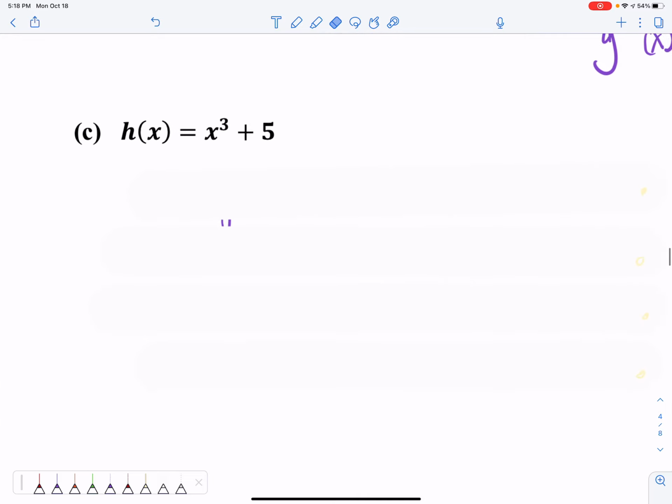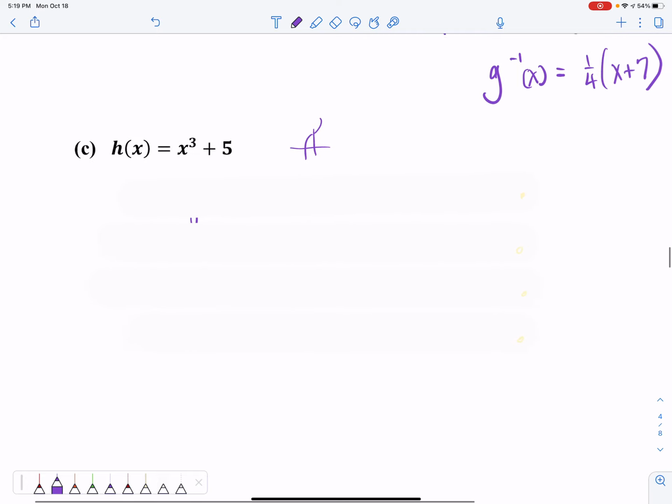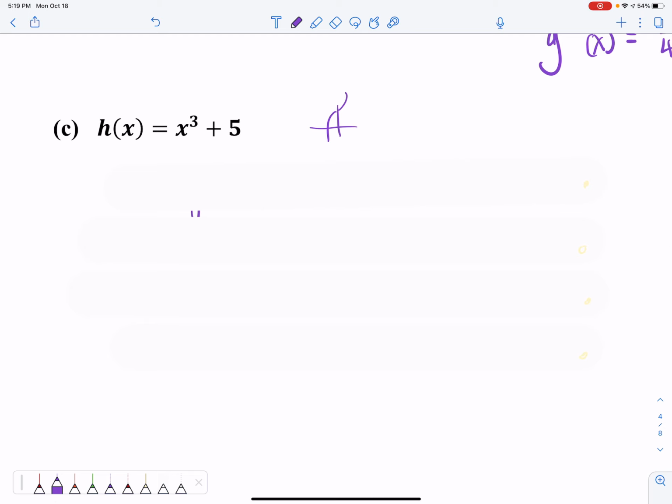All right, for letter C, is it 1-to-1? Well, this is one of our parents. So this is just, remember, the cubing parent, and it's moved up 5 units. So yes, it is completely increasing. It passes the horizontal line test. So yes, this is 1-to-1.